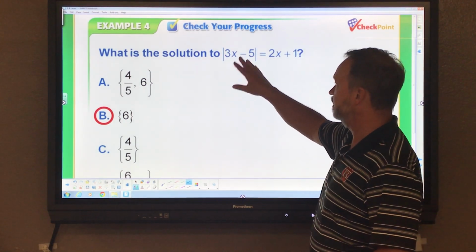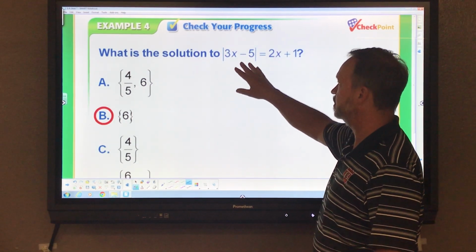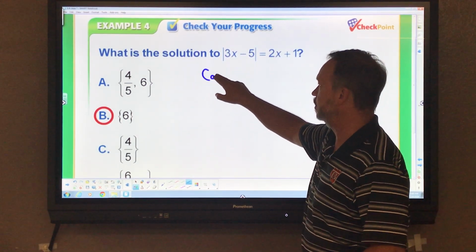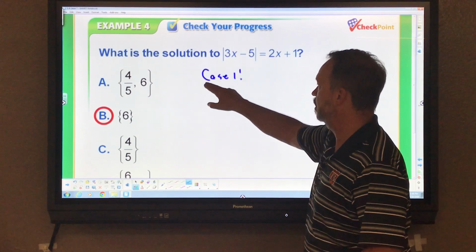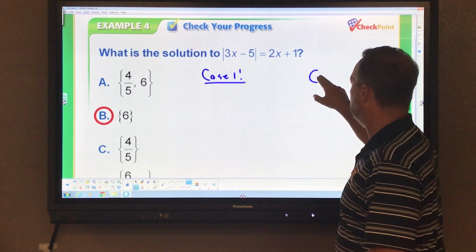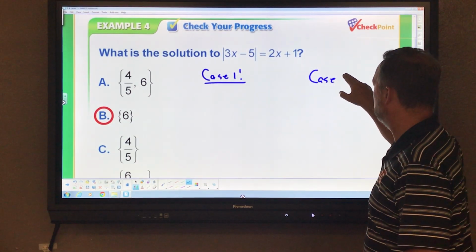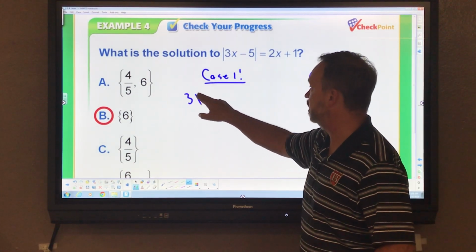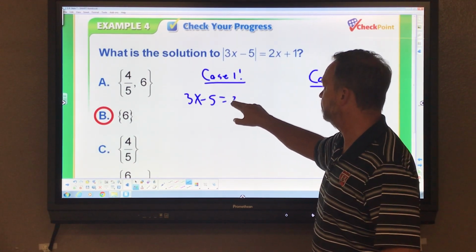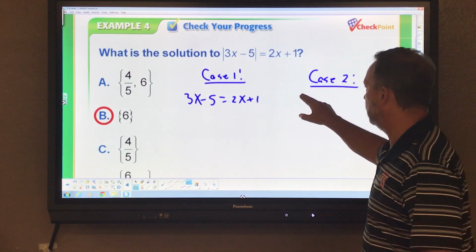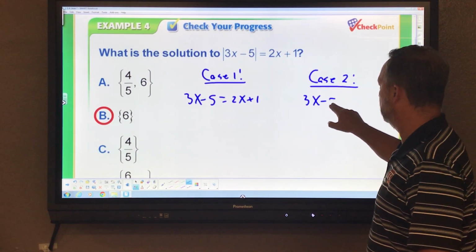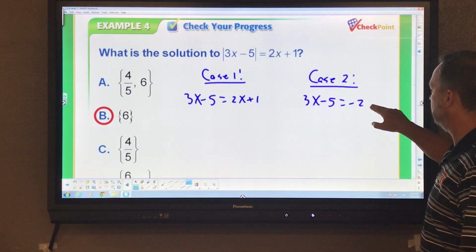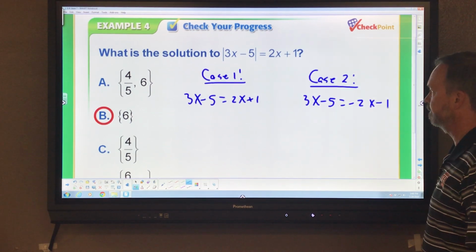So it's already isolated. The absolute value is already isolated. So I'm going to copy for case 1. And then I'll do case 2. Case 1, I copy, like I said, without the absolute value. Then I recopy, and I change the sign.